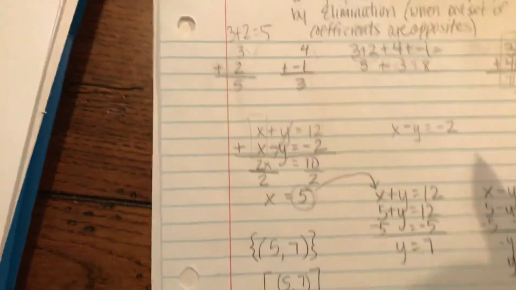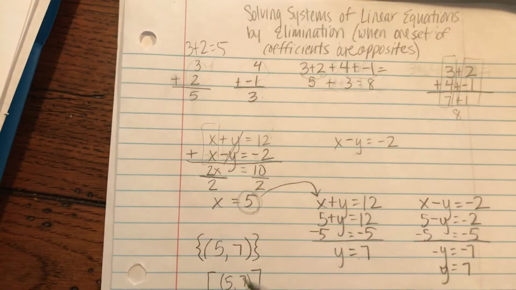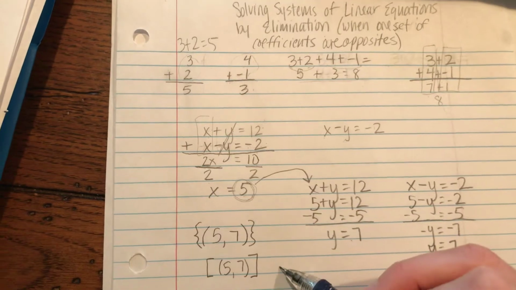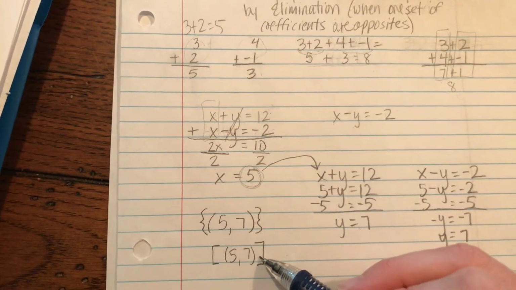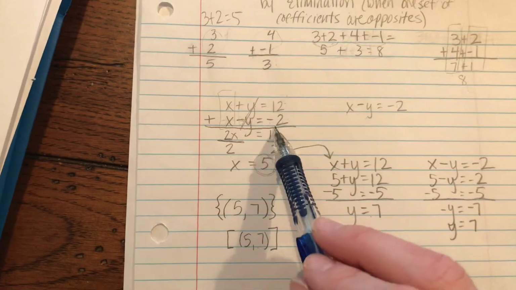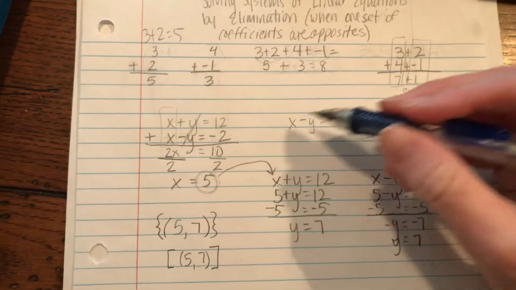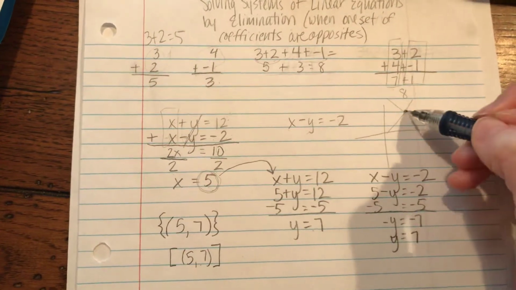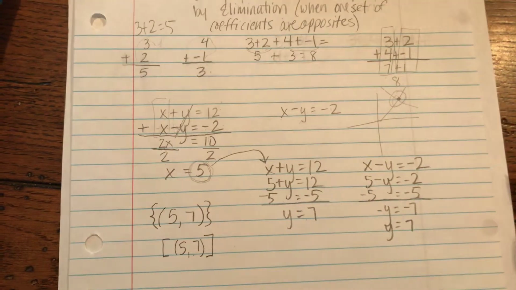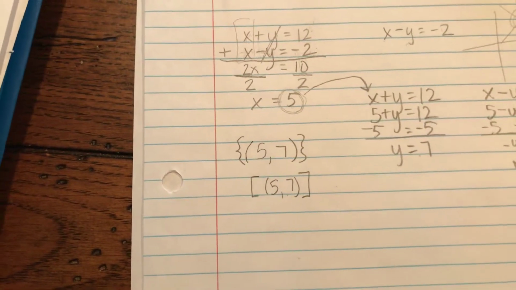Because remember, the whole point of this, if we go back to what we did when we were graphing, is that we want to find the one point where these two lines would cross each other on the graph. And so this is that point. If I were to graph these two equations, they would cross at (5, 7). I don't know what these lines would look like, but they would cross at that particular point. Okay, I hope that's helpful.